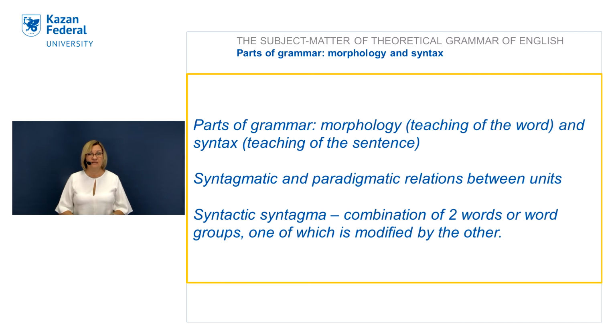As to the units dealt with, grammar is divided into two parts: morphology and syntax. Morphology deals with morphemes and the forms of words. Syntax treats phrases, sentences, and higher syntactic units. Lingual units stand to one another in two fundamental types of relations: syntagmatic and paradigmatic. Syntagmatic relations are linear relations between elements making up some units. They are immediately observed in speech. On the screen you can also see the definition of a syntactic syntagma.